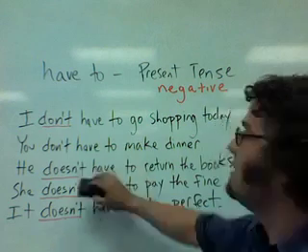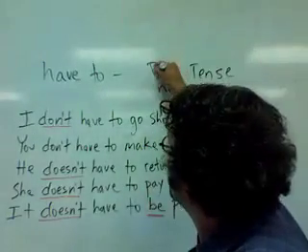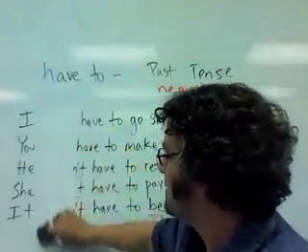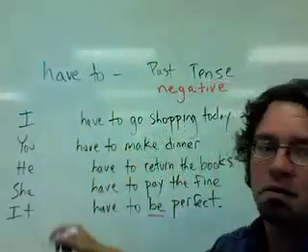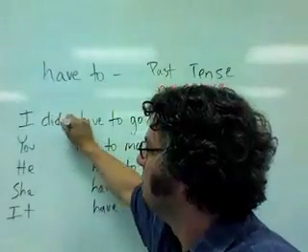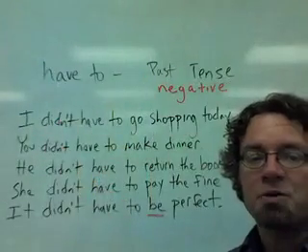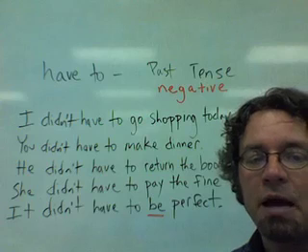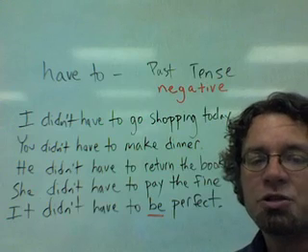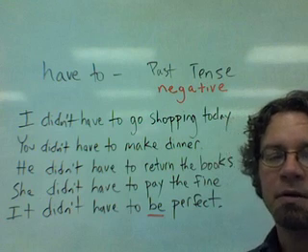To make the past tense negative, change the helping verb. Instead of using don't or doesn't, just use didn't. I didn't have to go shopping today. You didn't have to make dinner. He didn't have to return the books. She didn't have to pay the fine. It didn't have to be perfect.